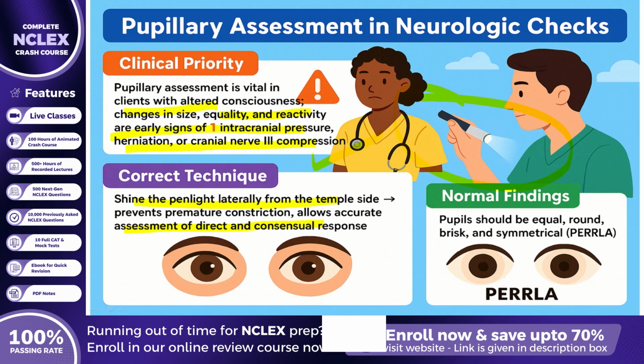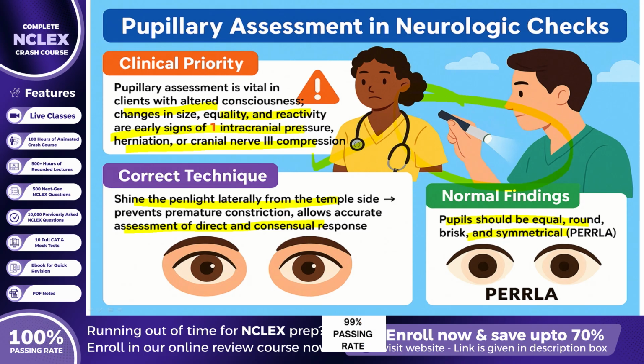The nurse can then observe the direct response, which is constriction of the illuminated pupil, and the consensual response, which is constriction of the opposite pupil. Even if the client is unconscious and cannot follow instructions such as "look into the distance," this lateral approach remains the best method. Normal findings are equal, round pupils that constrict briskly and symmetrically, making this the gold standard for neurologic checks.